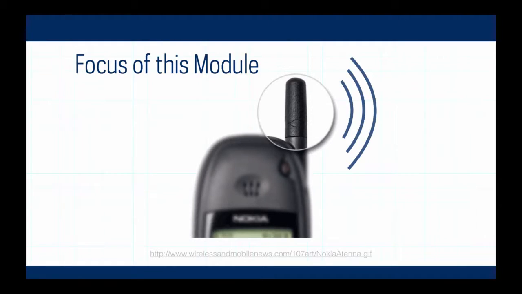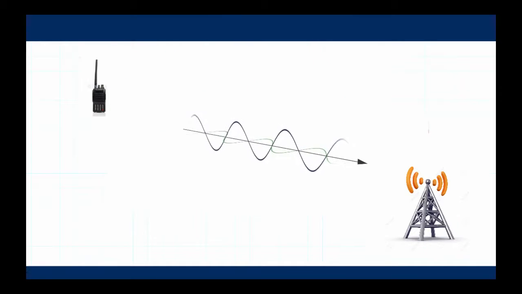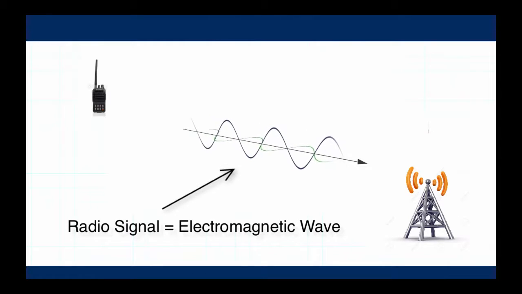How does that work? For the purpose of this module, we want to focus on the antenna and electromagnetic wave propagation. So let's focus on two antennas and a radio signal that might propagate between them. This radio signal is an example of an electromagnetic wave. Other examples include light and X-ray radiation.